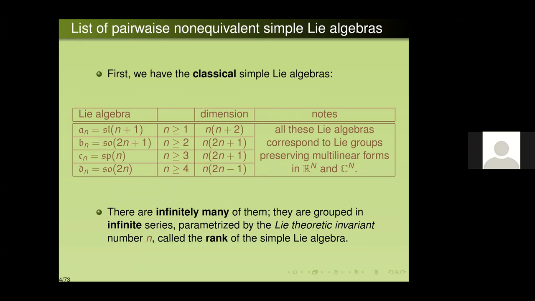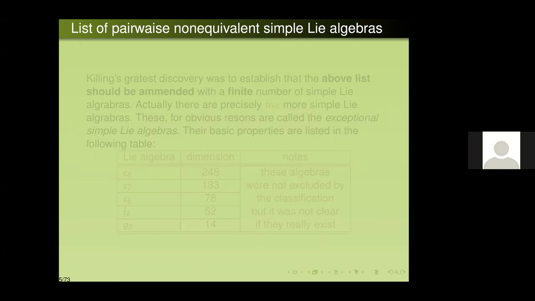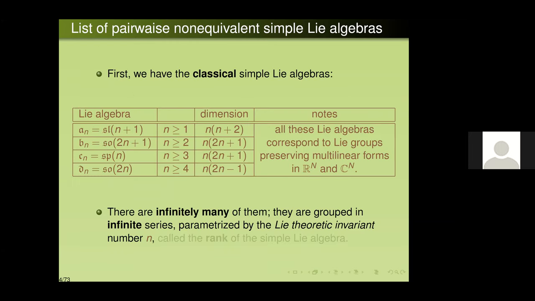Over the complex numbers, that's what the classification looks like. Now, if you take the classification over the real numbers, there are many more non-equivalent cases. For example, SO(2,1) is not equivalent to SO(3). So over the reals, there are real forms of this algebra. For G2, it turns out that there are precisely two real forms.